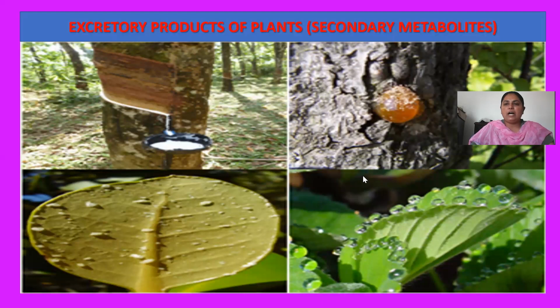Here I have shown you pictures of the excretory products that are generally found in plants. In the first picture, you can see the latex coming out from the tree when tapping is done on the tree trunk or stem. In the second one, you see the gummy substance that comes from the bark of the stem. In the third, you see special types of resins or tannins which come from the lower portion of the leaf. And here you see the process of guttation, where the excess water comes out through the pores, the hydathodes.